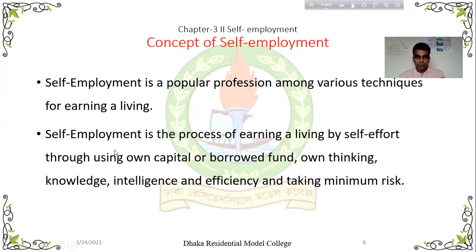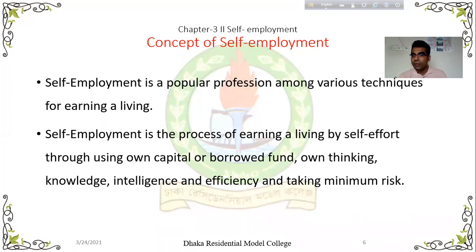Self-employment, this is the main definition of self-employment. Self-employment is the process of earning a living by self-effort, through using own capital or borrowed fund. Own thinking, knowledge, intelligence and efficiency, and taking minimum risk.